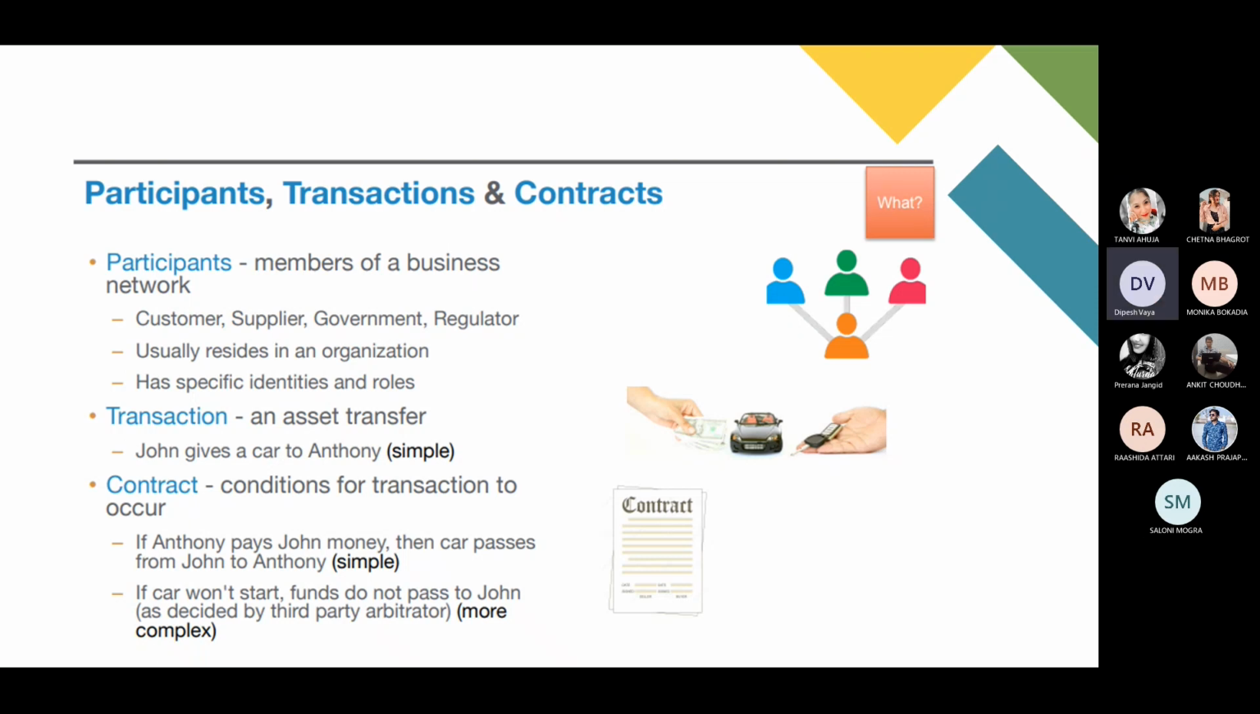After that, I will buy that car from you, and this will be the amount. You can write all these things on paper and take John's signature. John will write that yes, I have serviced my car on this date and now it is in good working condition. You just check it. If you find it satisfactory, then you can give me the money to buy this car. And Anthony will sign that yes, I have checked the car, it is okay, now I am giving the payment to John and accepting the car. Yes, this is a contract. So these are the conditions for the transaction to occur.